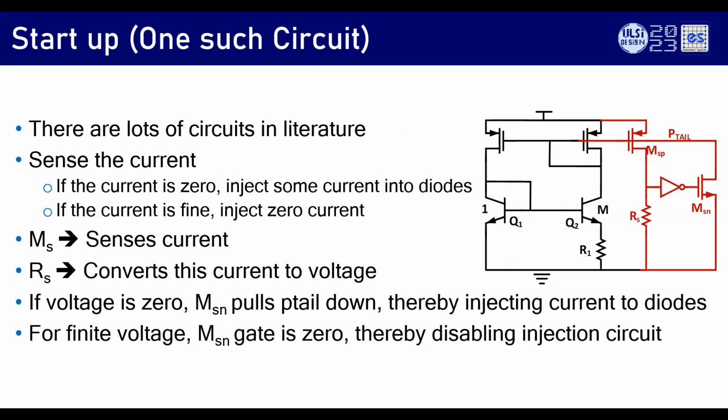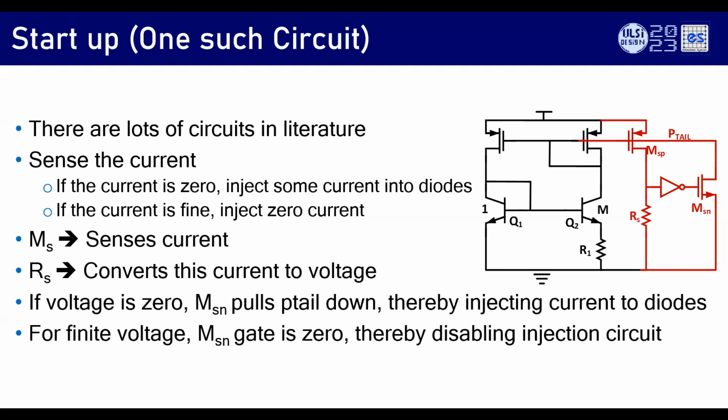Then how do you design a startup? There are a lot of startup circuits available in the literature. All of the startup circuits work on the same principle. You need a sensing circuit which will detect the 0 state. Somehow you have to detect 0 current. Whenever the current in the bandgap core is 0, you push some current into the diode. Whenever there's a current in the bandgap core, you cut off the startup circuit.